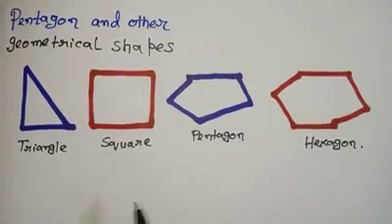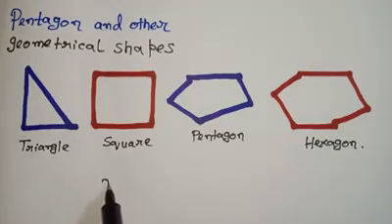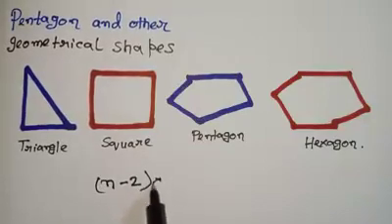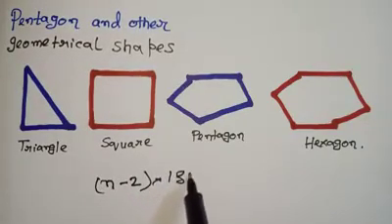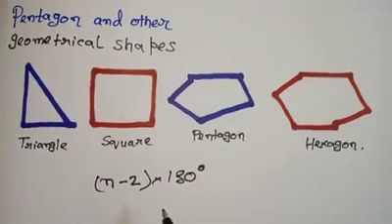Now we know there is a common formula through which we can find it easily. And this formula states something like this: (n minus 2) multiplied by 180 degrees, whereas n equals the number of sides. This is a standard formula.